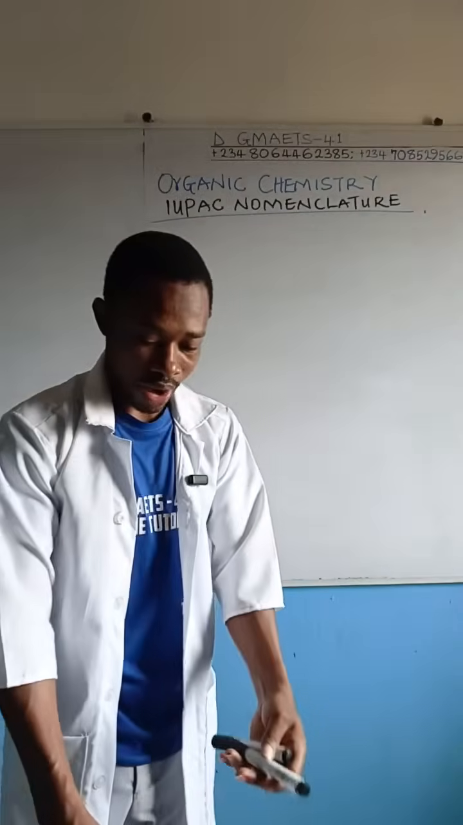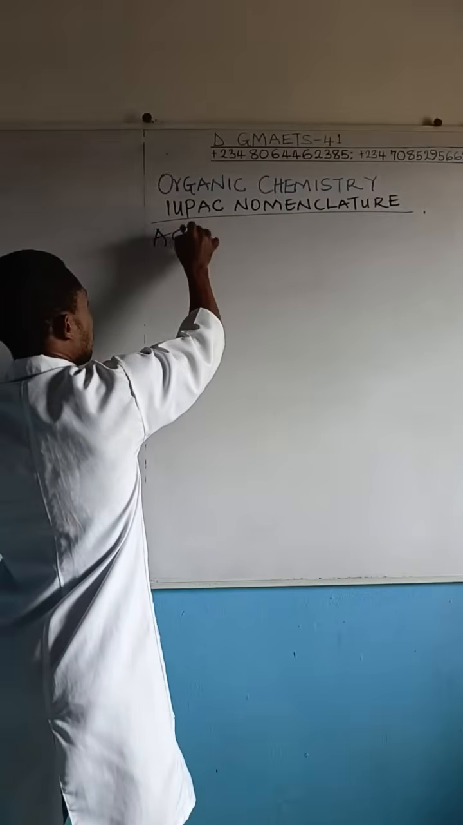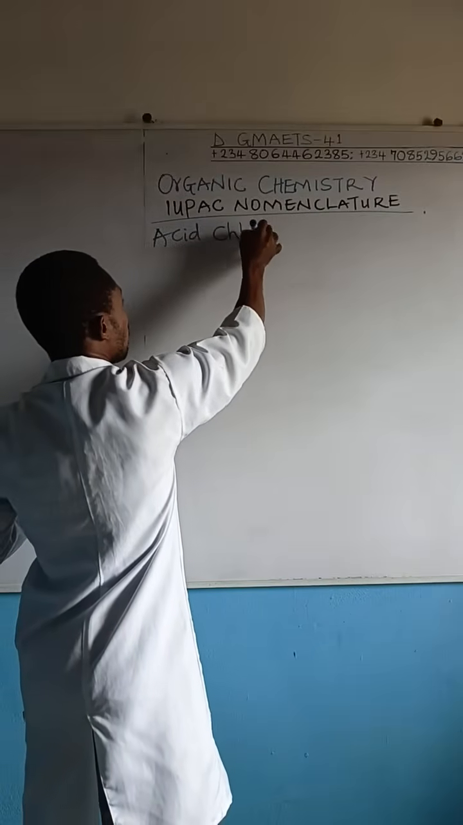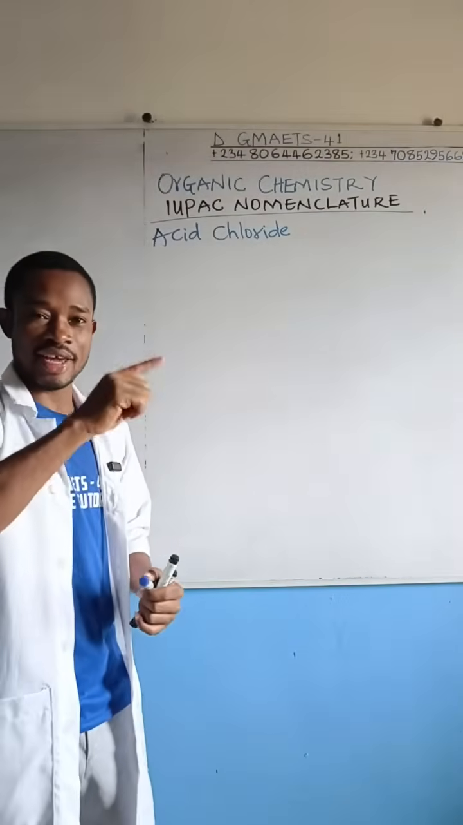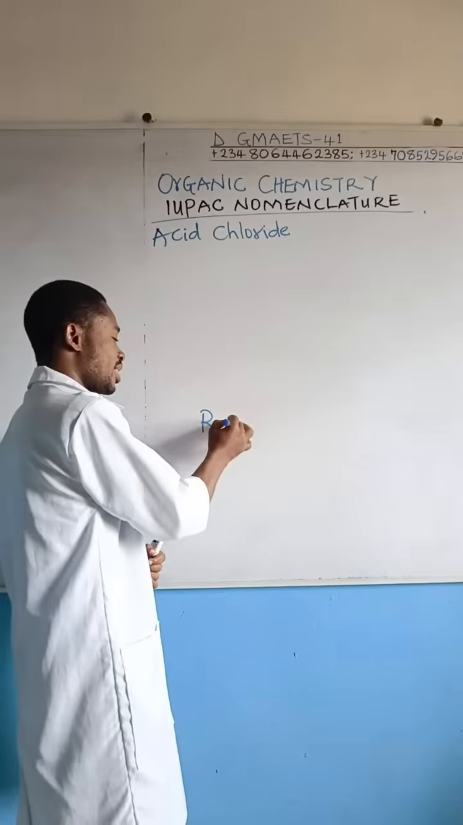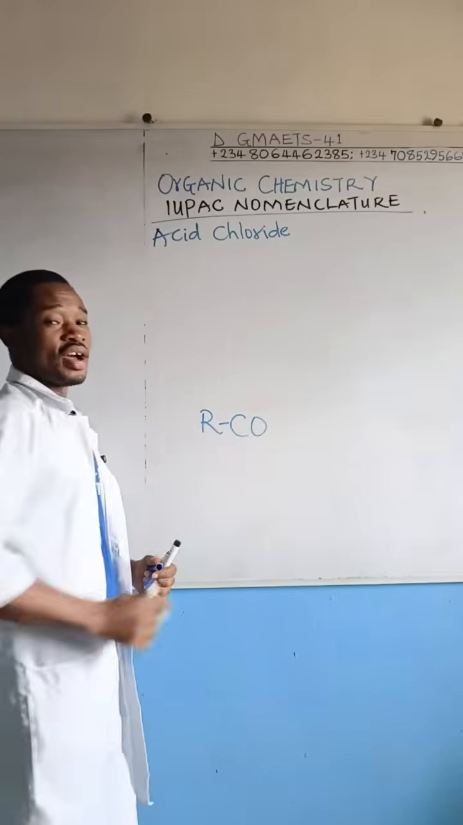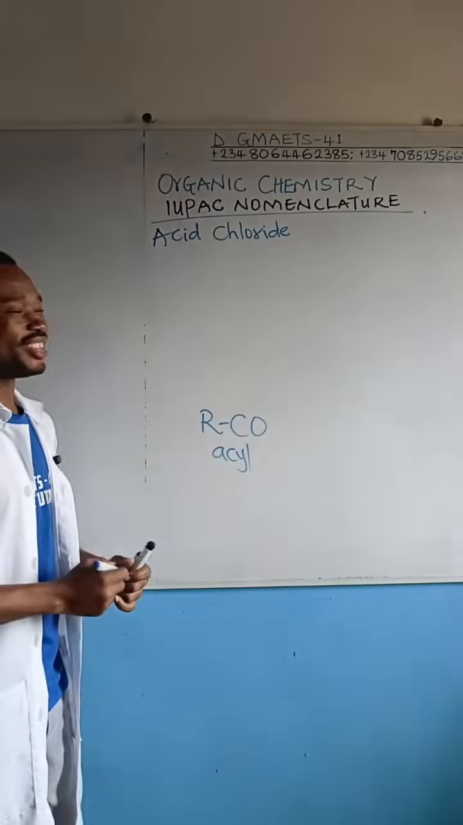So for acid chloride, what should you know about that? Acid chloride is also called acyl chloride. That acyl is from this group you are seeing here, which is called the acyl group. Yeah, you can call it that way.